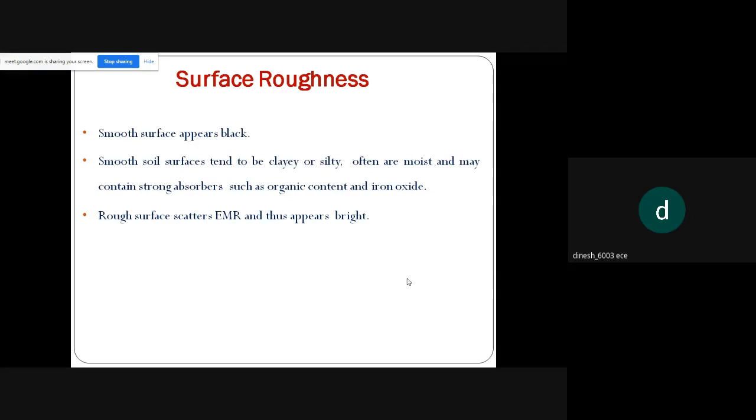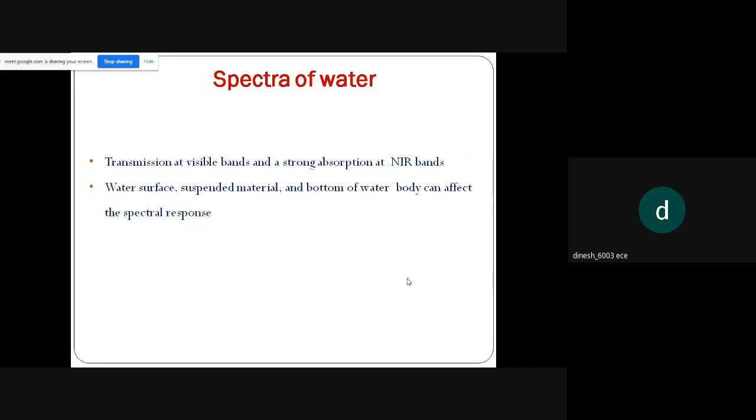Next comes the surface roughness. A smooth surface will always appear black, and a rough surface will appear bright. These are the two classifications of surfaces, which will cause either diffuse or specular reflections. Smooth soil surfaces tend to be either clay type or silty type, which often have moisture content and may contain strong absorbers such as organics and iron oxides, which will be much higher in smooth soils. Whereas in rough soils or rough surfaces, the scattering of electromagnetic radiation will occur and they will appear bright. This is how surface roughness is classified. We don't have specific curves for that.